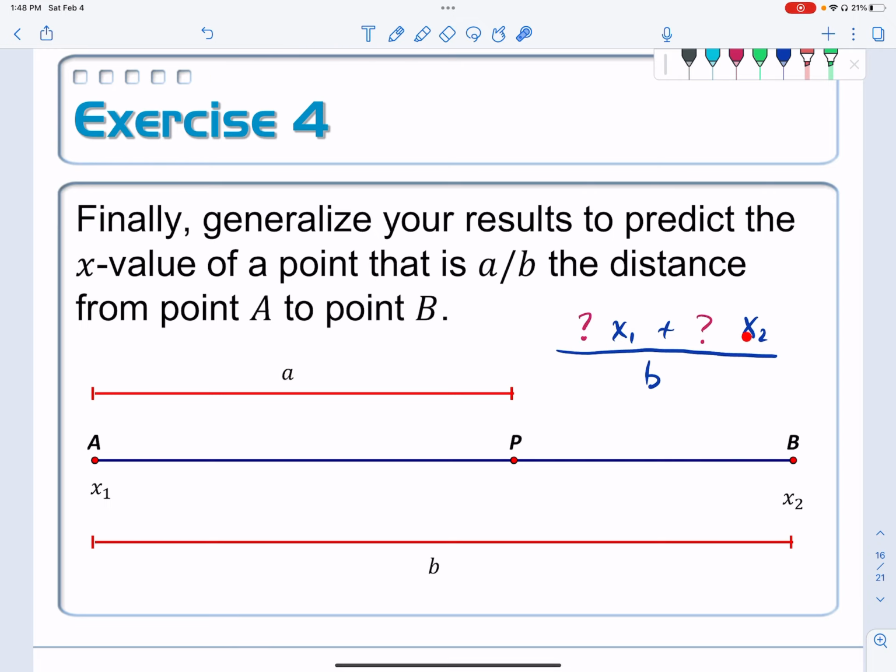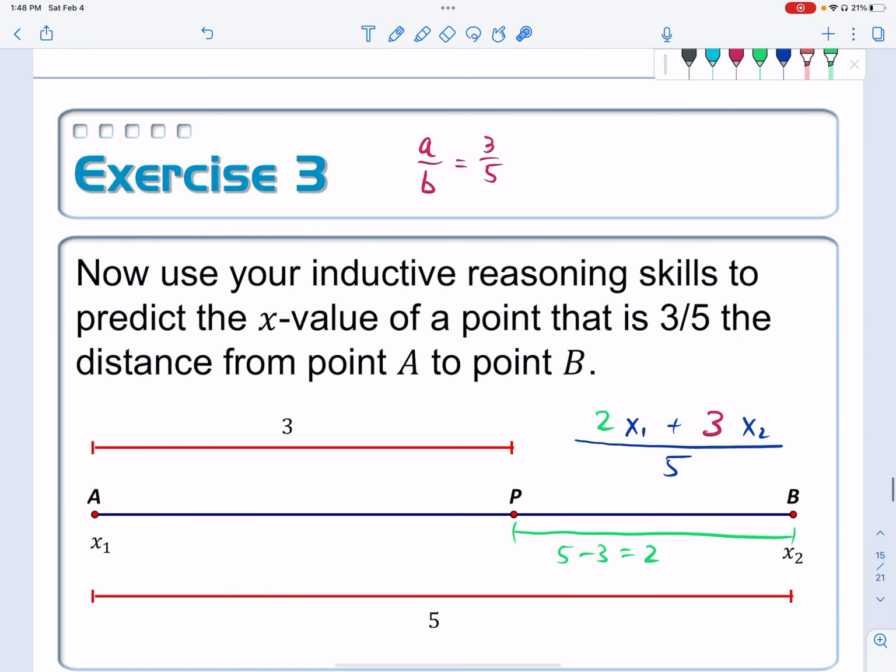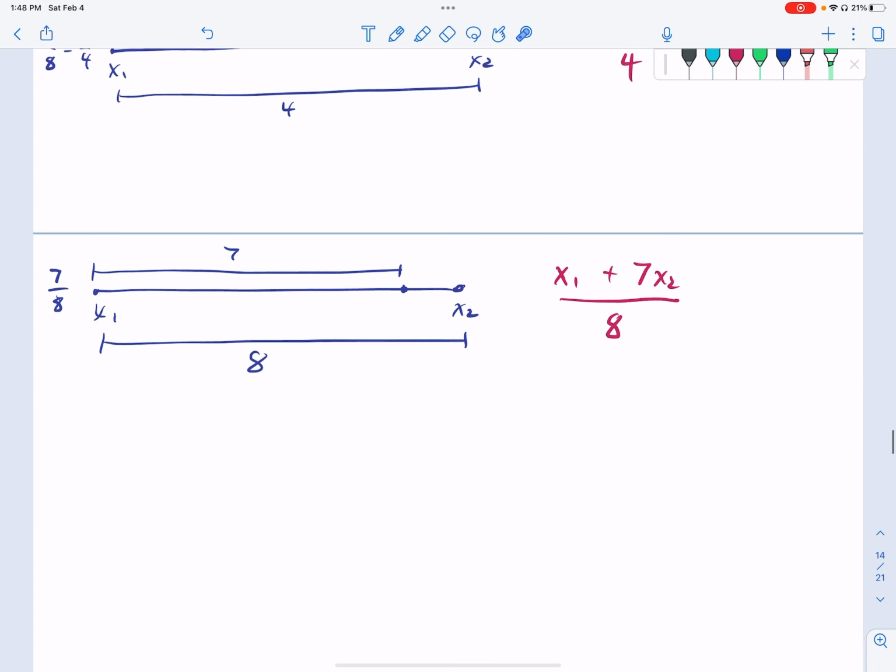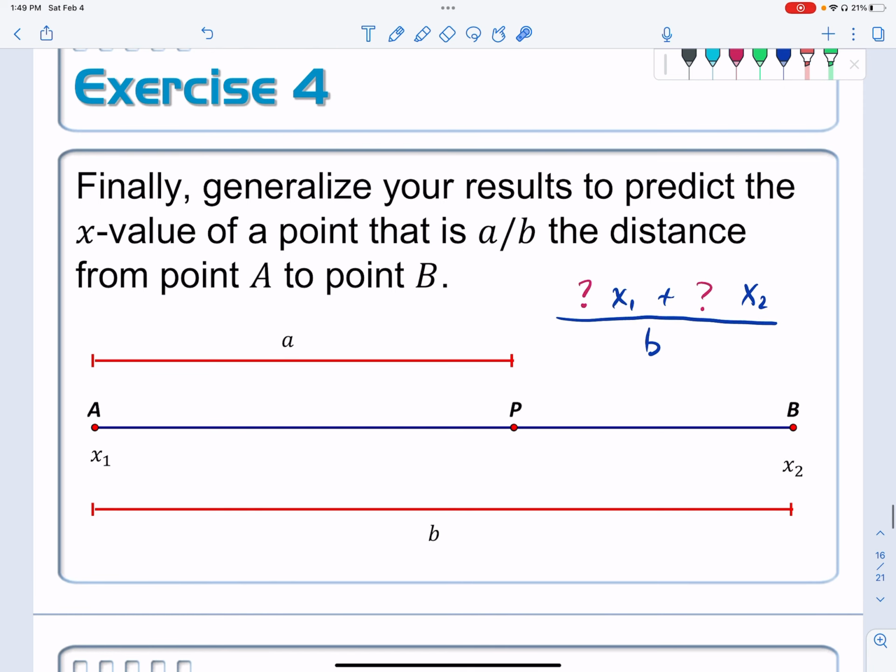Remember, that goes on the x2, just like it did right here, the 3/5, just like it did up here, the 7/8 for the 7/8 point. So that means that the x2 is going to get the weight of A. It's the top number of your fraction, A. Now we just have to figure out what the other weight is.